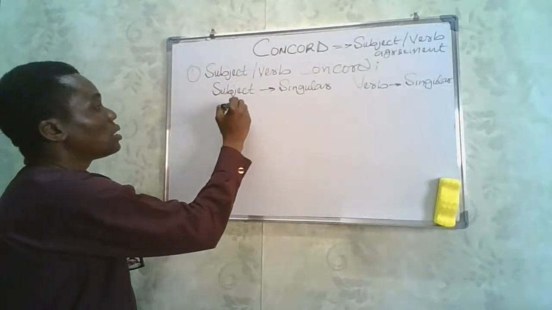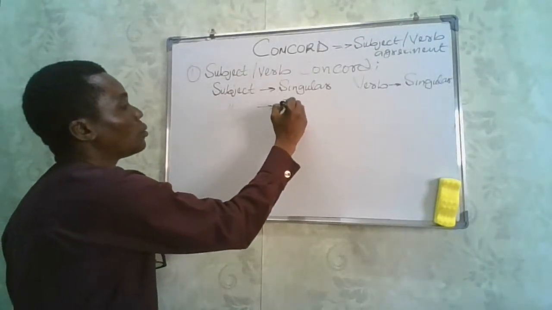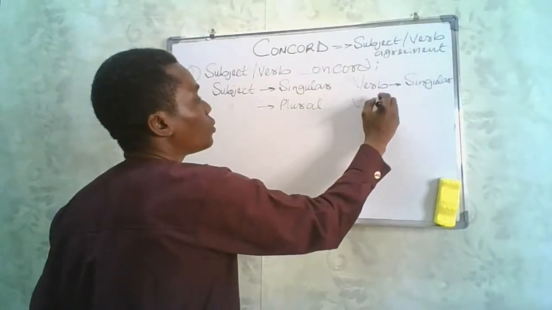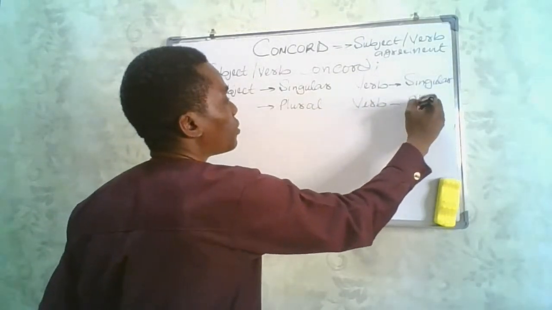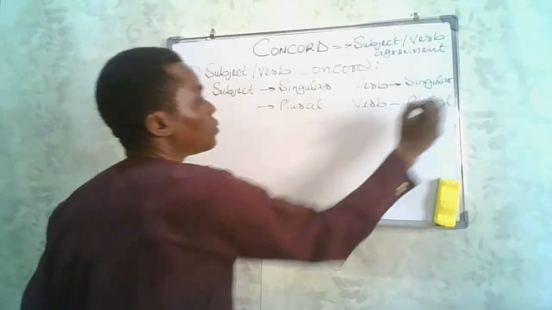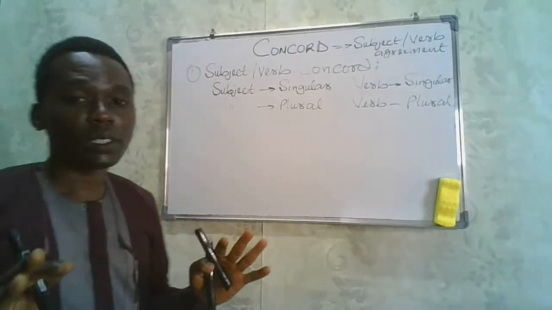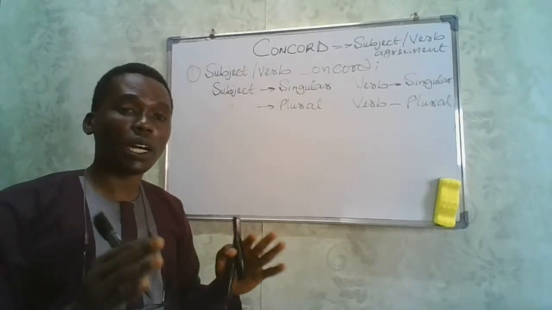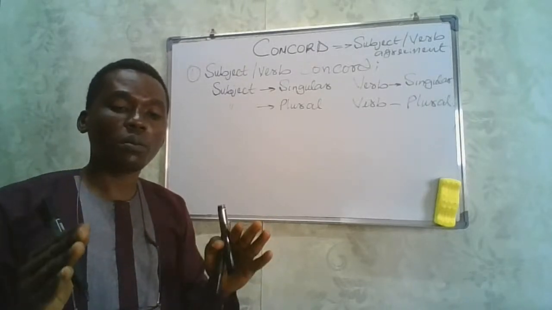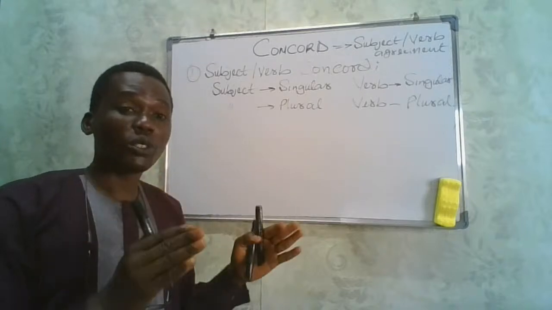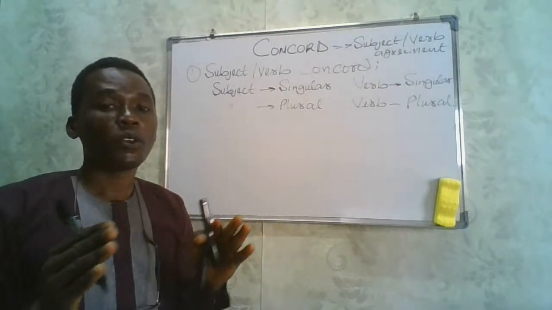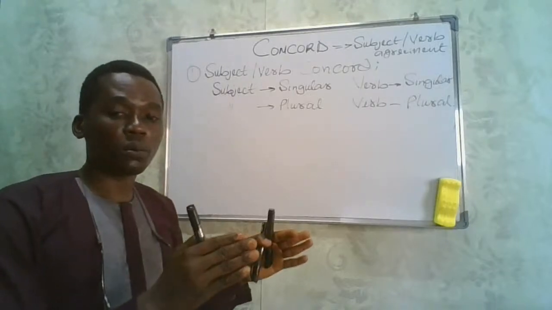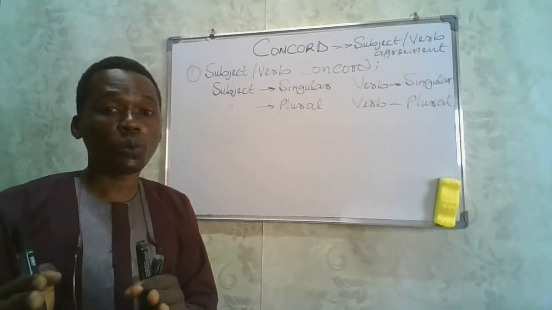And when the subject is plural, then the verb should also be plural. Take note of those two points. Under this category, if you have a verb that is singular, you stick to it. The verb should be singular, the noun should also be singular. So when the subject is singular, the verb is singular, and when the subject is plural, the verb will also be plural.